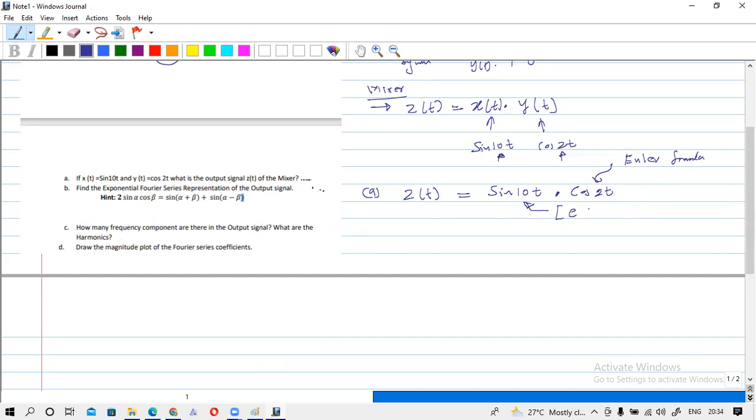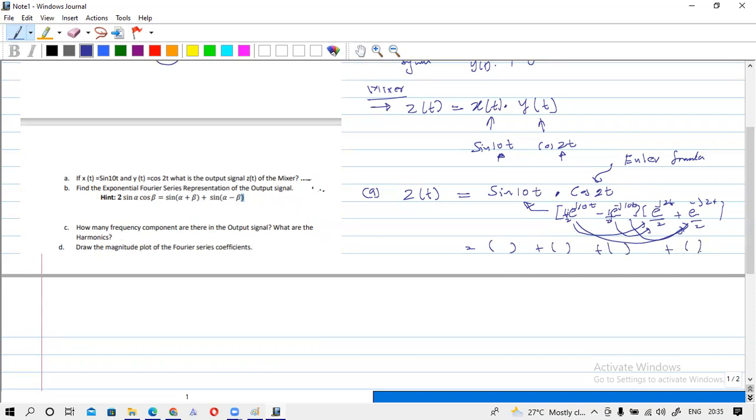It will be e^(j10t) minus e^(-j10t), both divided by 2j, multiplied by cos 2t. The cos 2t is e^(j2t) divided by 2 plus e^(-j2t) divided by 2. So you can multiply these terms. First multiply this one, then this one, and likewise you can write out the terms.